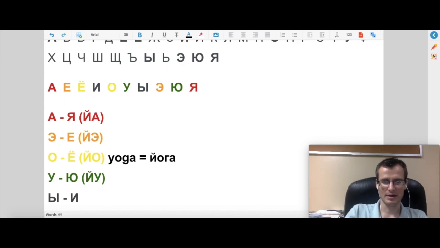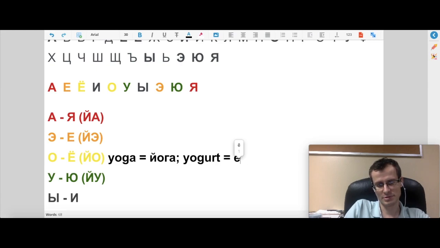Okay. Another example is yogurt, right? Yogurt. Again, we borrowed it from probably English again, and instead of spelling it as yogurt, which again we could have totally done, would have saved us a letter, we decided to honor the original spelling because it's not an authentically Russian word. So we spelled yo as yo.